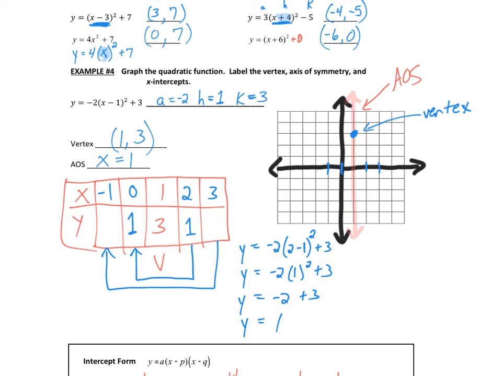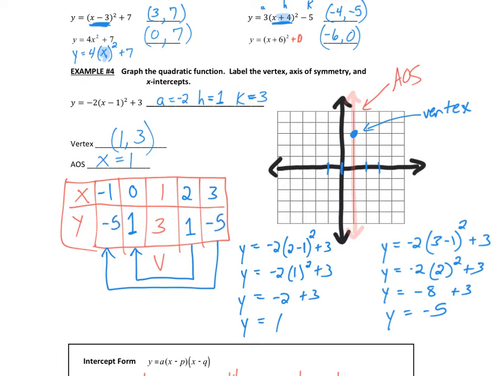And then we have to plug in 3. So it's going to be 3 minus 1 squared plus 3. So 3 minus 1 is 2. Two squared is 4. 4 times negative 2 is negative 8. Then negative 8 plus 3 is negative 5. So we get negative 5. And it's also negative 5 over here.